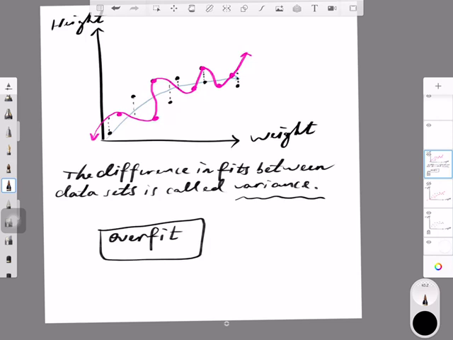Now I'll give you a terminology. Because the squiggly line fits the training set very well, but not the testing set, we say that the squiggly line is overfit. Now you know what overfit means, right?